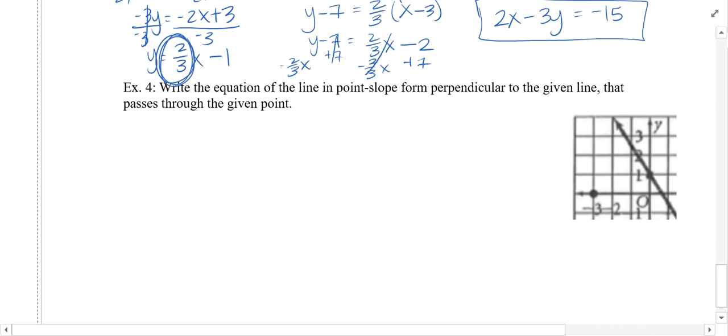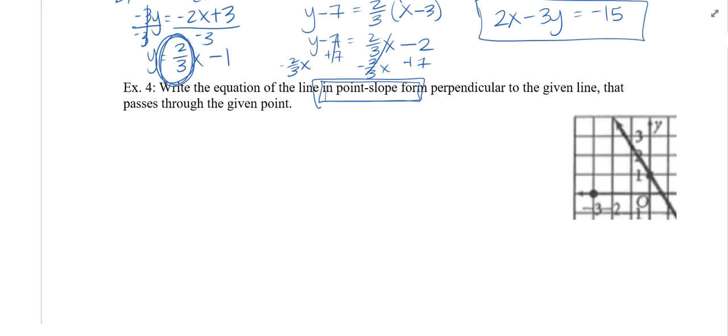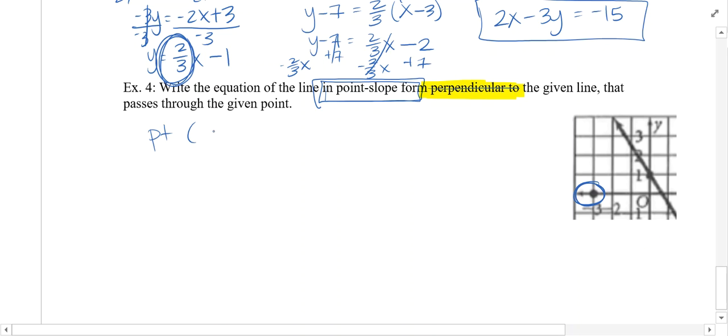Okay, last example of this. So write the equation of the line in point-slope form. That's what our answer should be, point-slope form. That is perpendicular to the given line and passes through the given point. Okay, so this is the given point that we have over here. So our point, what are the coordinates on this guy? Negative 3, 0.